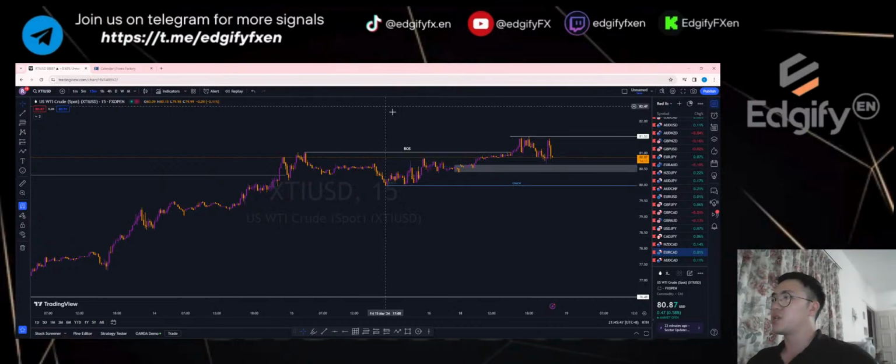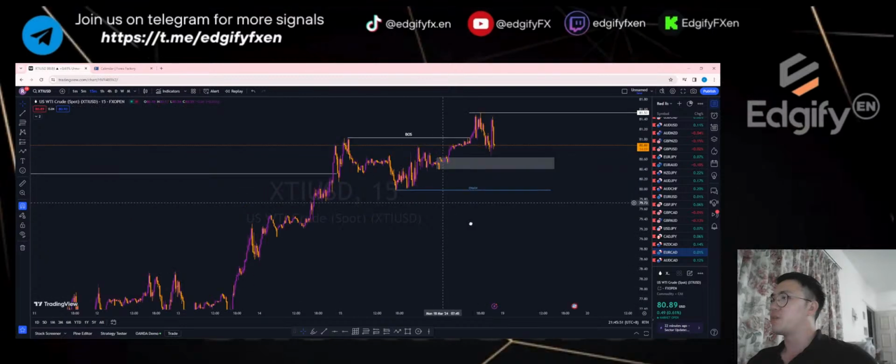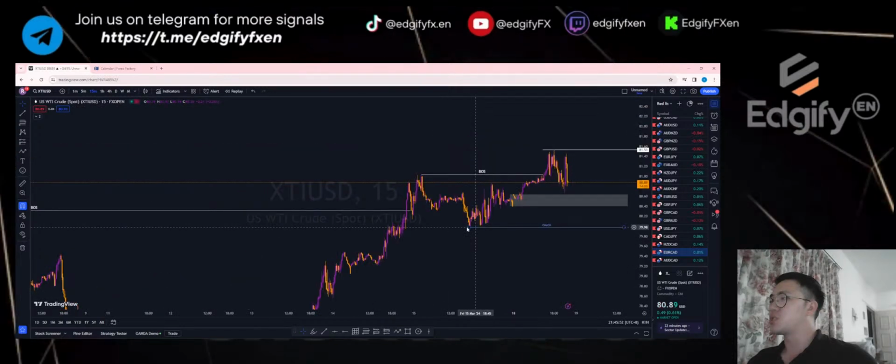But what I'm looking at, if I want to sell, then I'll be looking to sell if the price is breaking this low. The moment the price breaks this low, then I'll be looking for sells, right? Right now, I'll be looking for buys first at about this level, all right?